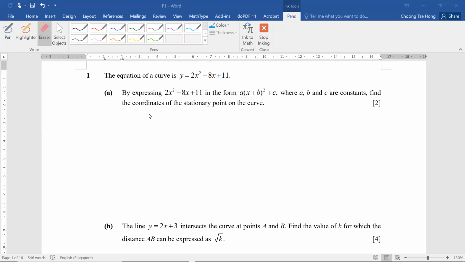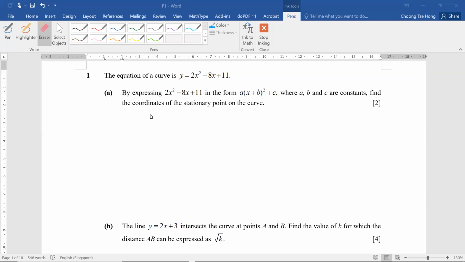The equation of a curve is y equals 2x squared minus 8x plus 11. By expressing 2x squared minus 8x plus 11 in the form a times (x plus b) squared plus c, where a, b, and c are constants, find the coordinates of the stationary point of the curve.